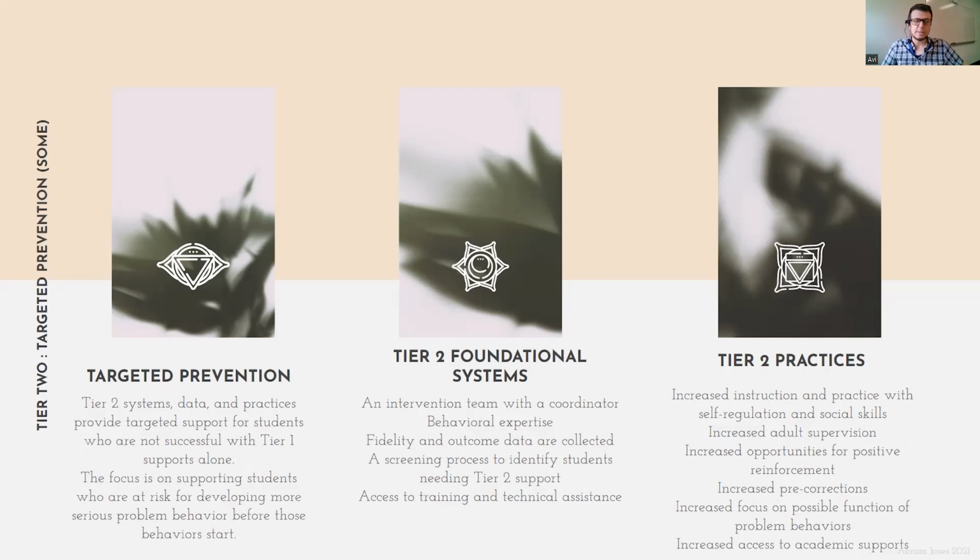All right. The second tier is about targeted prevention. It's only for some. It's not for all. Tier 2 systems, data, and practices provide targeted support for students who are not successful with Tier 1 supports alone. The focus here is on supporting students who are at risk for developing more serious problem behavior before those behaviors start.